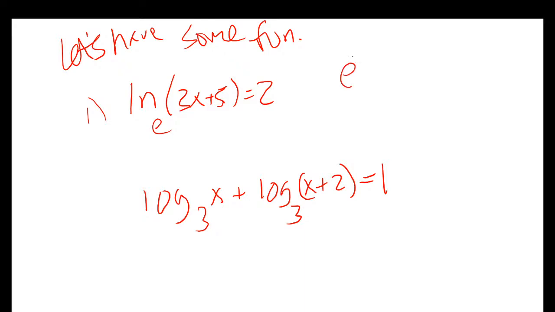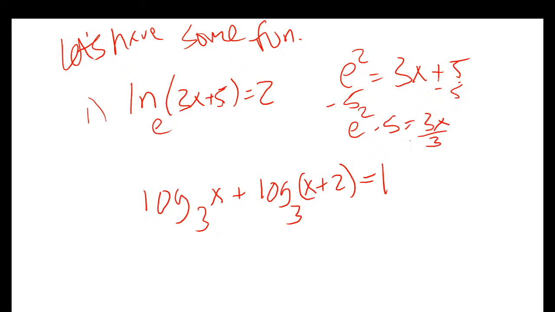So this is e squared equals 3x plus 5. We'll subtract 5. E squared minus 5 equals 3x. We'll divide by 3. We'll get x equals e squared minus 5 over 3.